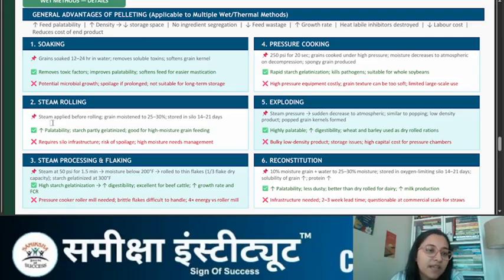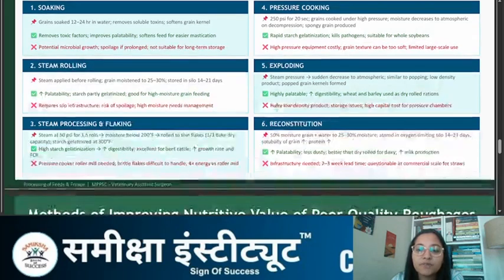Then steam rolling. Steam is applied before rolling, and the grain gets moistened to 25 to 30%. There is improved palatability and starch is partially gelatinized, but it requires silo infrastructure, and there is a risk of spoilage because the moisture content is higher. Then exploding: steam pressure is required, with a sudden decrease to atmospheric pressure. It is similar to popping, highly palatable and highly digestible. Wheat and barley are used as dry rolled rations, and it also reduces bulk density. Then storage issues will be there.